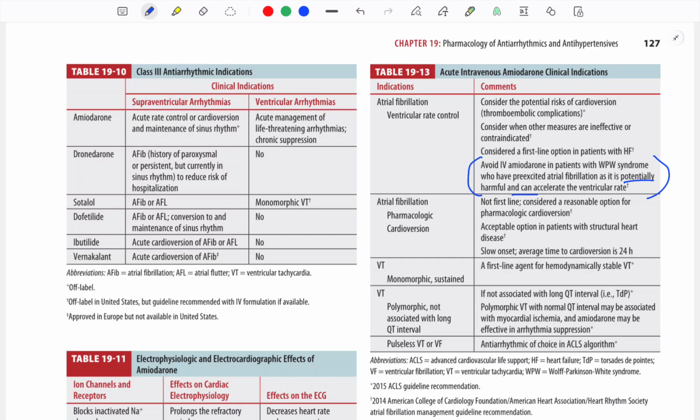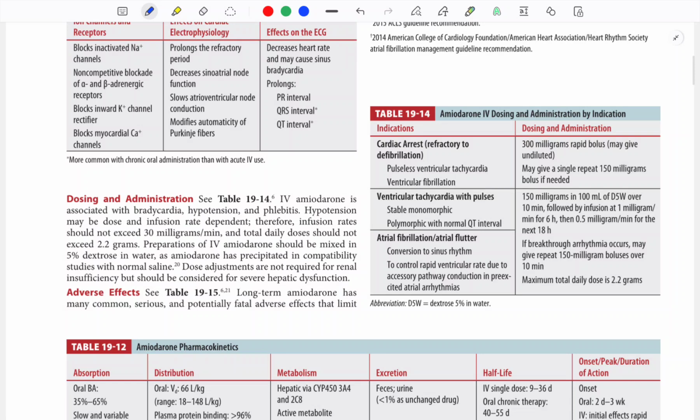In VT, polymorphic VT not associated with long QT, it can be given. And it is given in pulseless VT and VF. Dosing is the same. If it is ACLS, you can give 300 mg bolus and then repeat 150 mg bolus. If the patient has a pulse, you can give 150 mg in 100 ml D5 and bolus over 10 minutes. Then 1 mg per minute for the 6 hours and 0.5 mg per minute for the next 18 hours. If breakthrough arrhythmia occurs, you can repeat the 150 mg bolus. Maximum total daily dose is 2.2 gram.